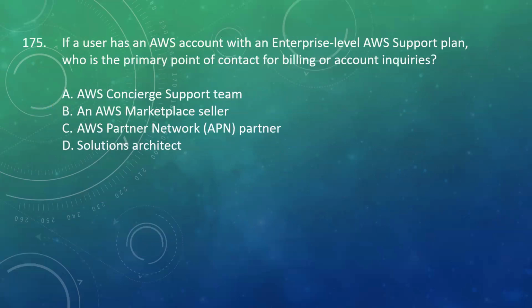Question number 175 of the series. If a user has an AWS account with an enterprise level AWS support plan, who is the primary point of contact for billing or account inquiries? Your options are AWS Concierge Support Team, AWS Marketplace Seller, AWS Partner Network Partner, Solutions Architect. AWS Concierge Support Team provides personalized white glove support for enterprise level AWS support customers. They serve as the primary contact for any billing, account, or general inquiries related to the AWS account.